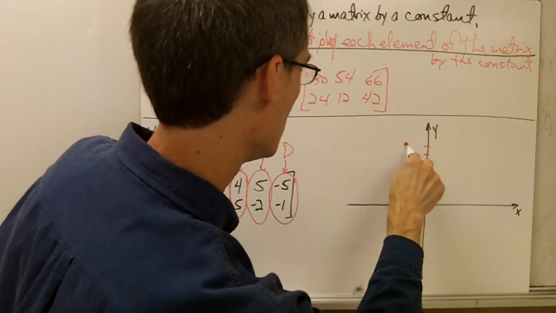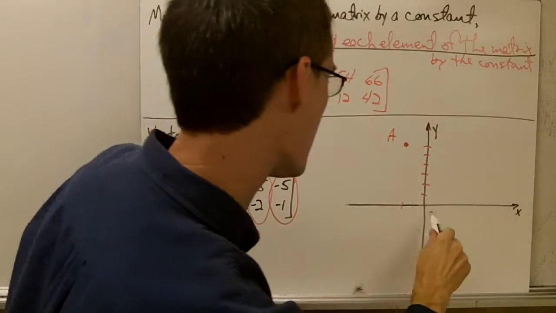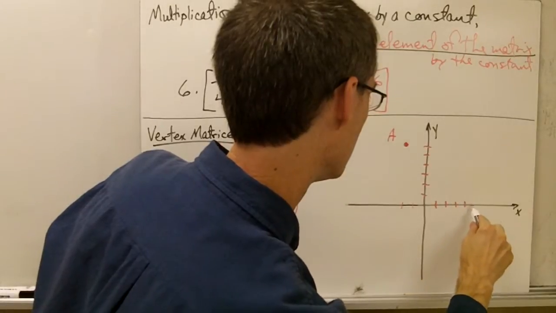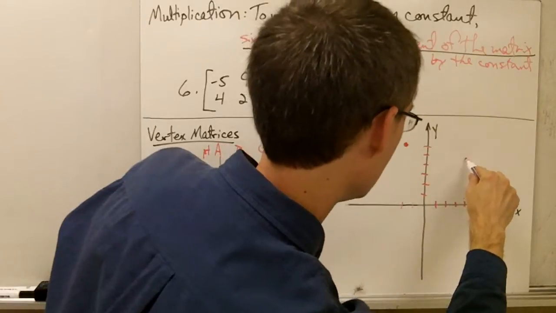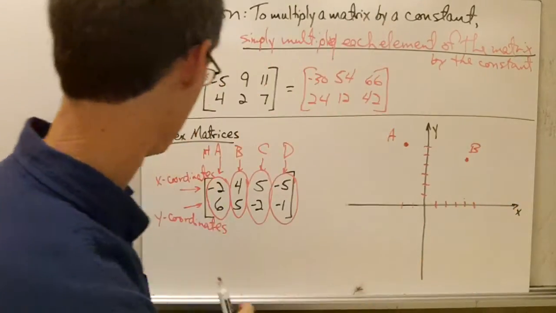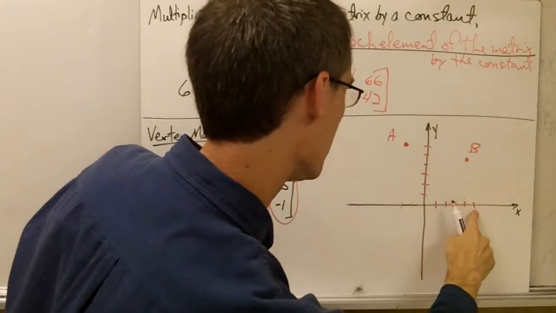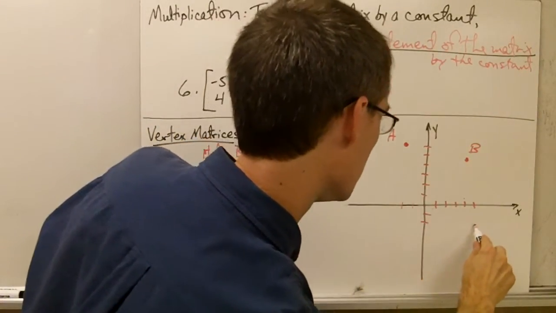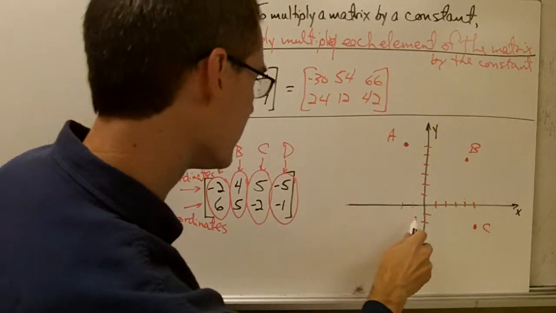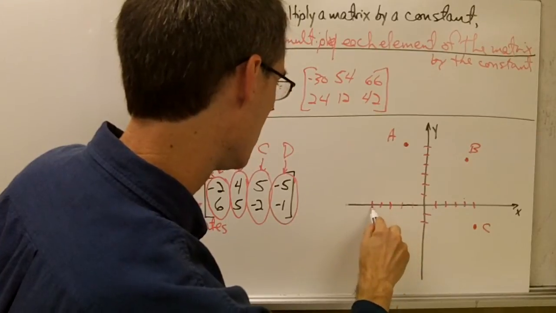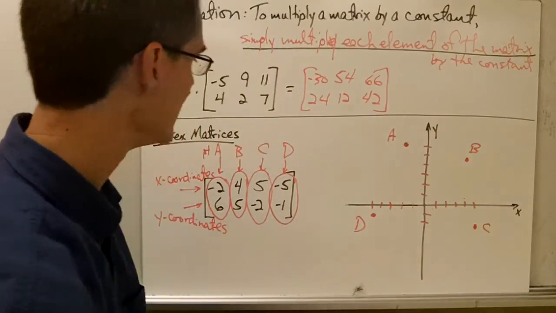It's going to be about right here. That's going to be point A. Point B is at 4, 5. 1, 2, 3, 4. About right here. Point C is at 5, negative 2. 1, 2, 3, 4, 5. Negative 2. About right here. And point D, negative 5, negative 1. Negative 5. Negative 1. So here's point D.